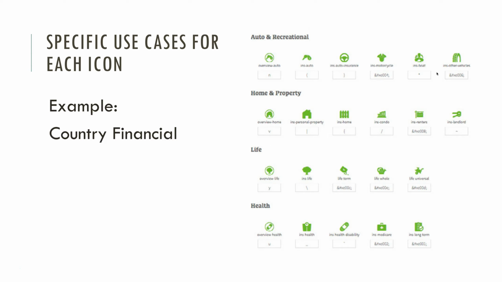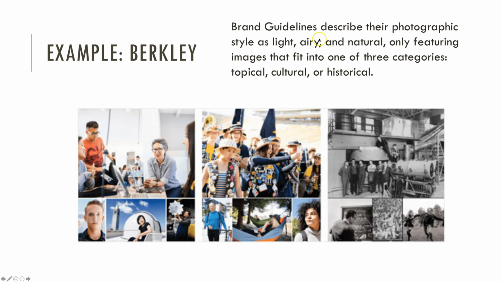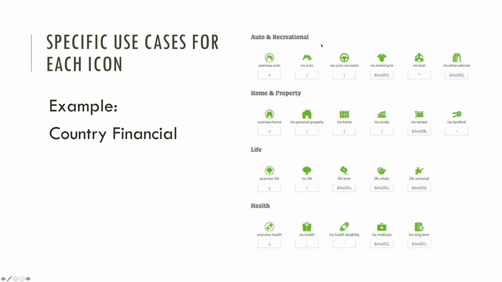Here's an example from Country Financial, giving very specific use cases for each and every icon that they provide. So they cover a lot of different areas. Auto and recreational, I'm assuming this is like insurance, home and property, life insurance, health insurance. So when you're specifically talking about term life insurance, this is the icon they want you to use. When you're specifically talking about insurance for a motorcycle, you're going to be using this icon. So again, nothing is left to chance.